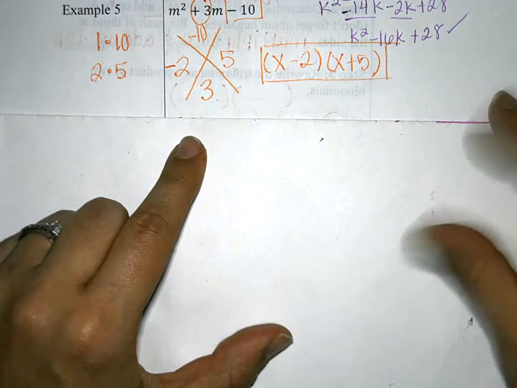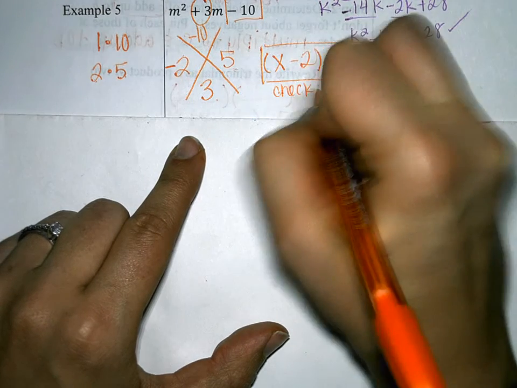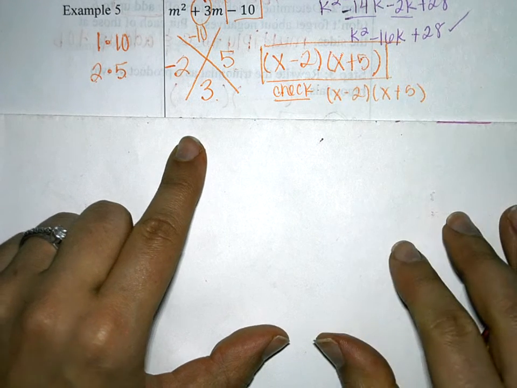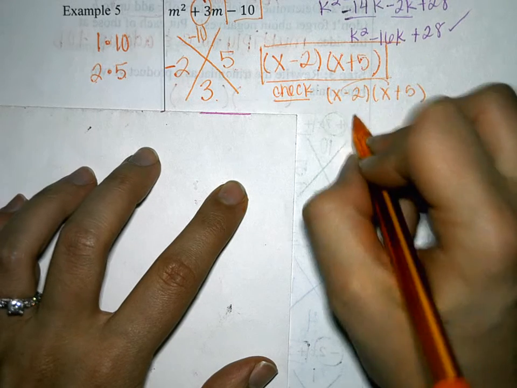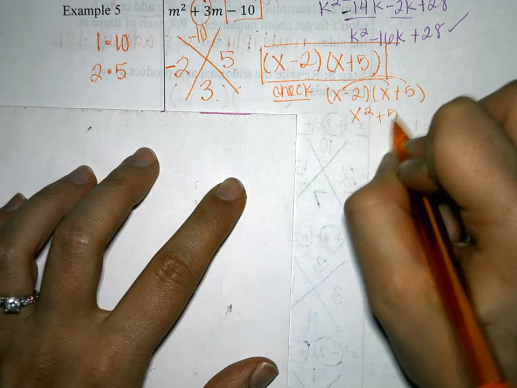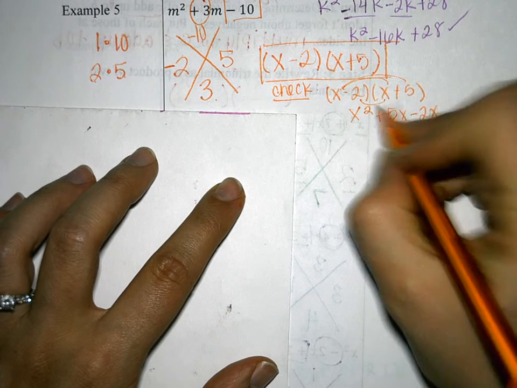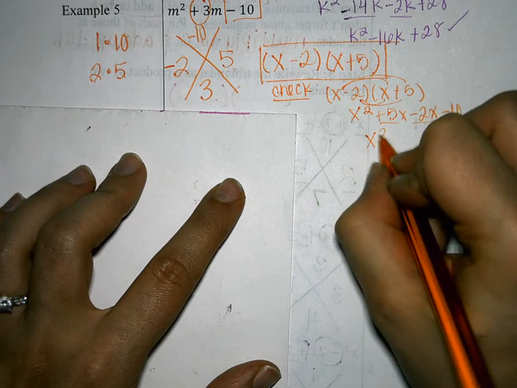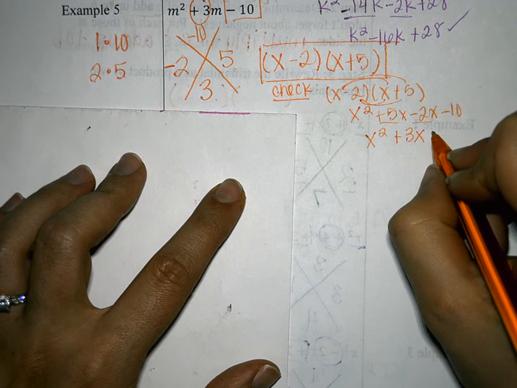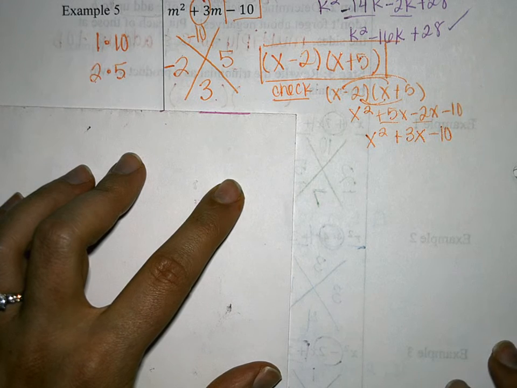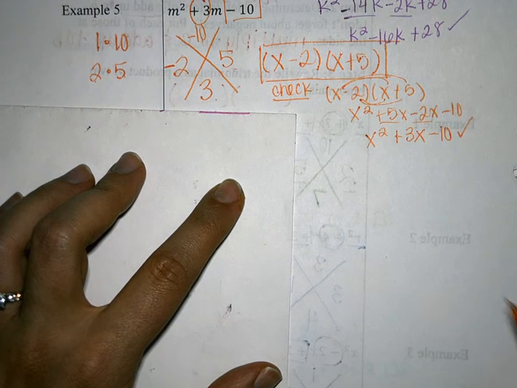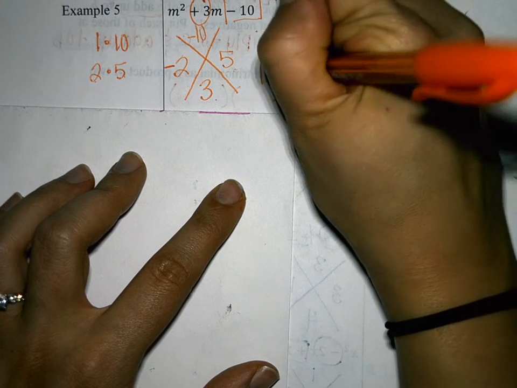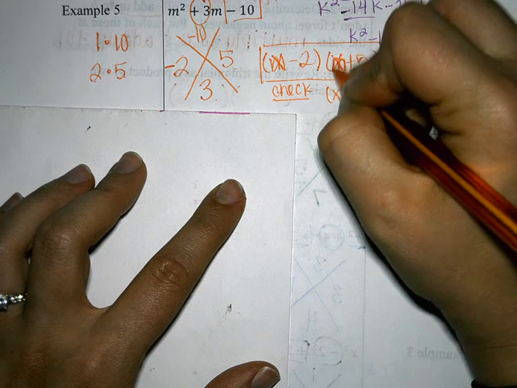But let's definitely check it. x minus 2 times x plus 5. That's going to give me x squared plus 5x minus 2x minus 10. 5x minus 2x gives me positive 3x minus 10, which is what we started with, so we are done. Except all the x's should be m's. So our answer should actually be m's, not x's. Okay.